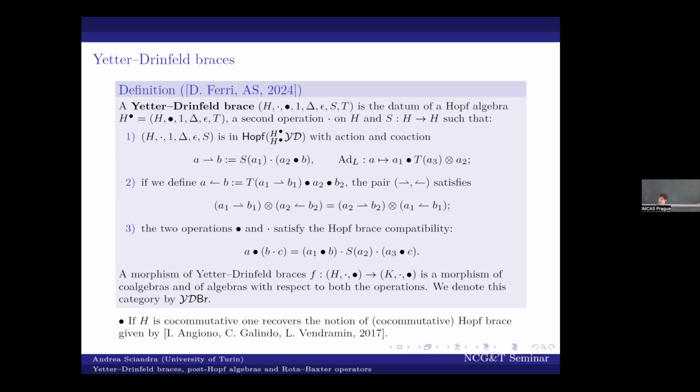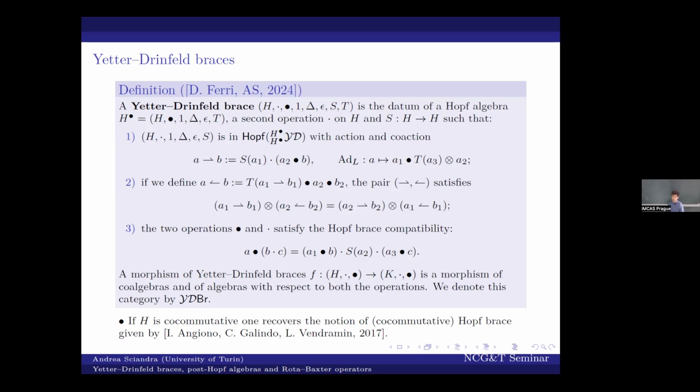H dot is a Drinfeld module, and it is also a Hopf algebra in the category of Drinfeld modules over the bullet structure. Moreover, if we define this new right harpoon in this way, this pair of actions must satisfy this condition here, that we will see also later. This is really important.